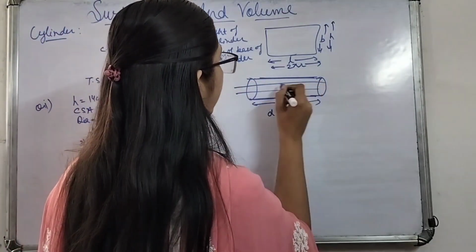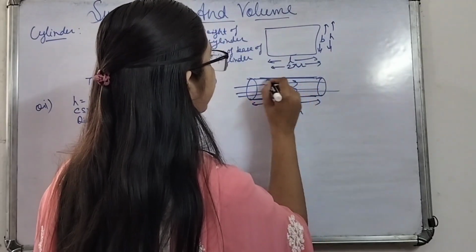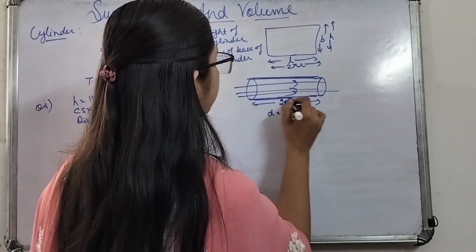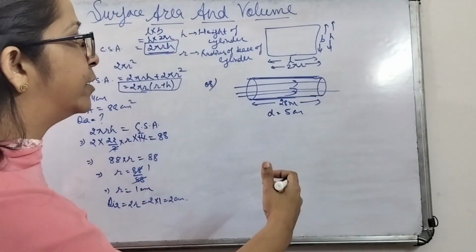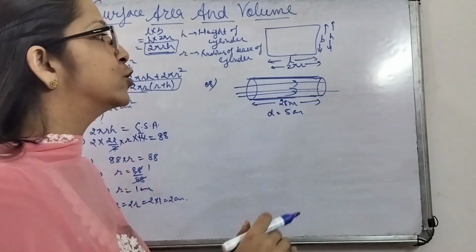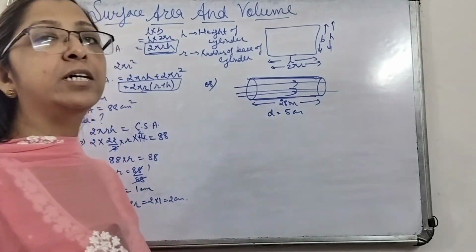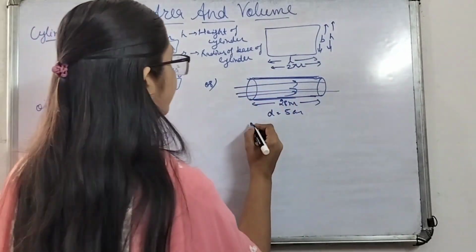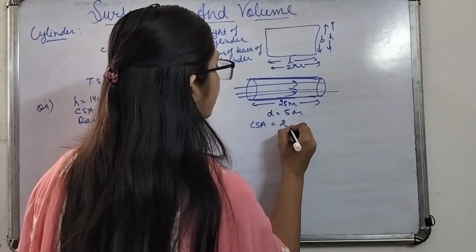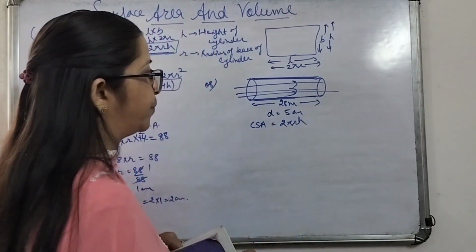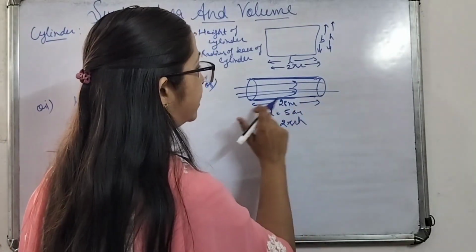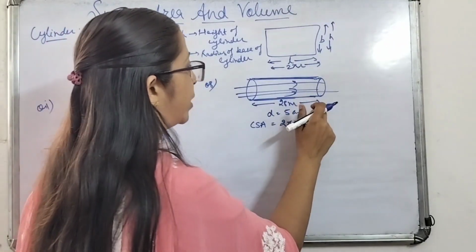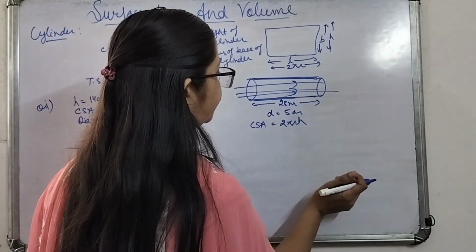From here, the water will pass and the radiating surface will be this surface, which means the curved surface. The curved surface will be the radiating surface, so we need to find the curved surface area. Curved surface area is 2 pi r h. Over here, this length is the height of the cylinder, so h will be 28 meter.